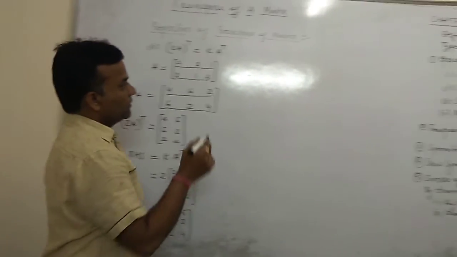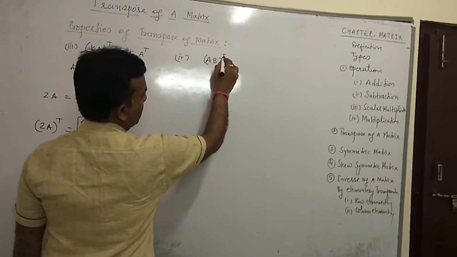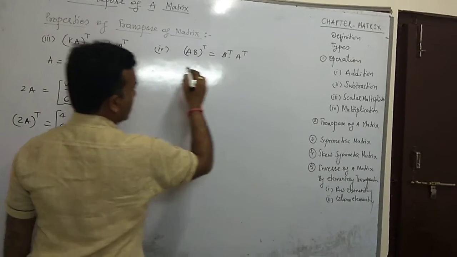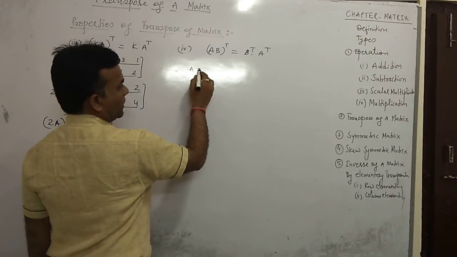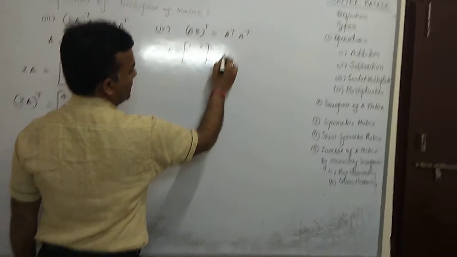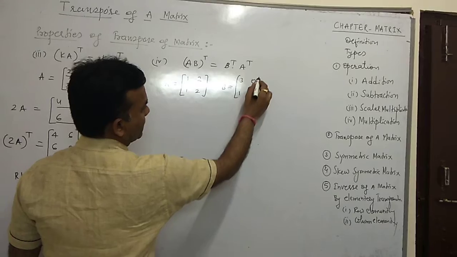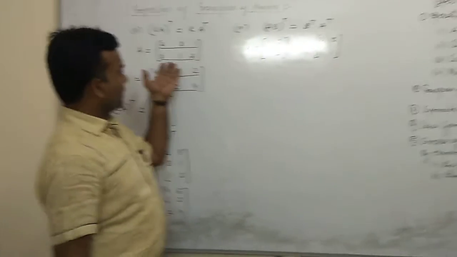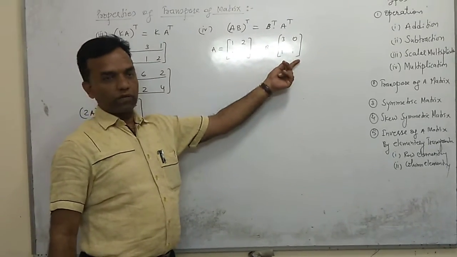Okay, now the last property, the fourth. We have two matrices, and the transpose of their product is B transpose into A transpose. Here we have an example of any order. You choose A with entries 1 1 and 2 2. Similarly, you consider B with entries 3 1 0 1. Previously we had order 2 by 3, but in this case we have 2 by 2 and 2 by 2.